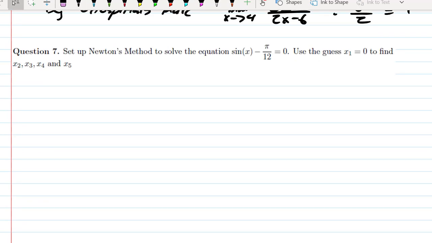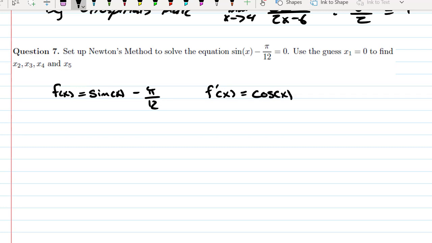All right, so to use Newton's method on this problem, we identify that our function, since it's already equal to 0, is going to be sine x minus pi over 12. And then its derivative, f prime, is going to be the derivative of sine is cosine, and the derivative of a constant is 0. So then our formula is x sub n plus 1 is equal to x sub n minus f of x sub n divided by f prime of x sub n.